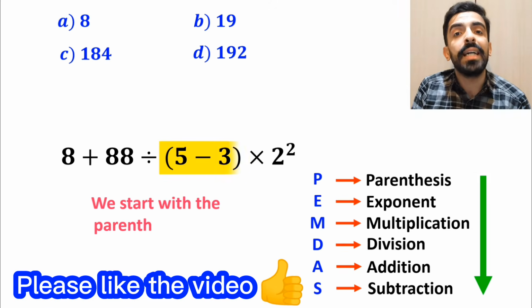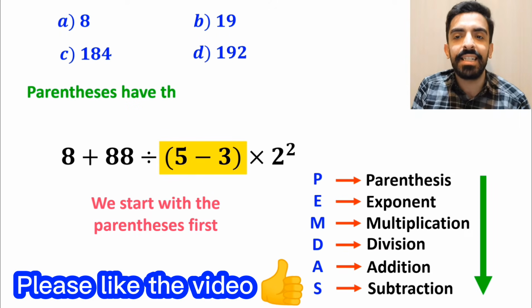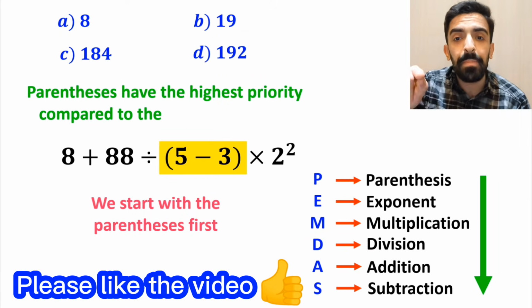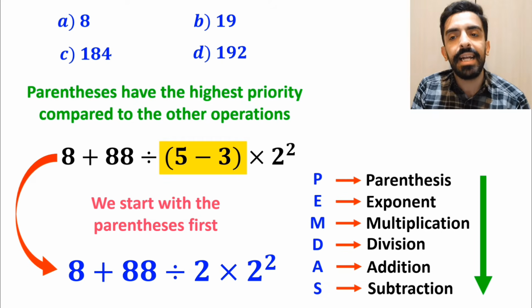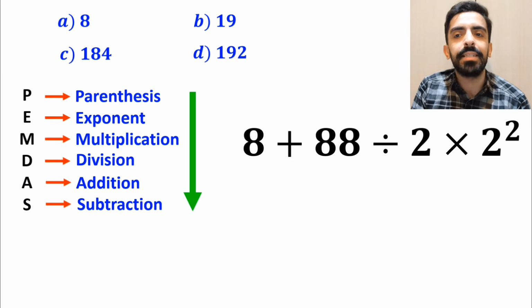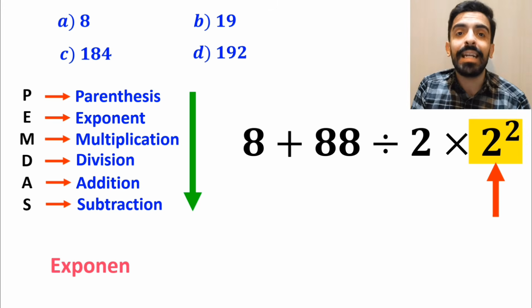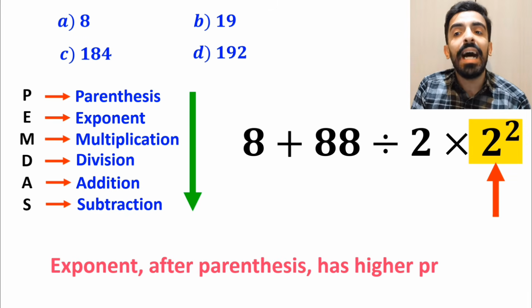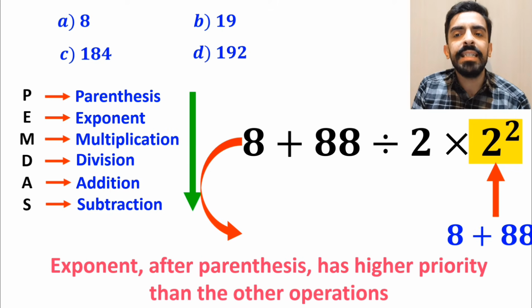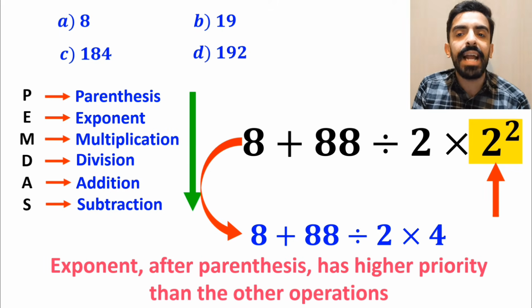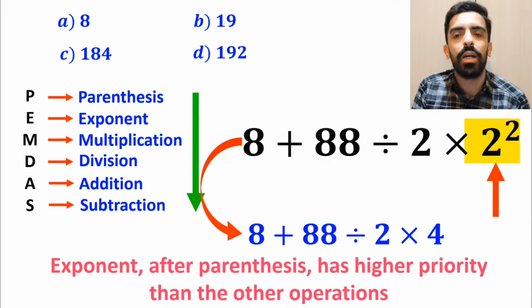So, we'll start with the parentheses first, because parentheses have the highest priority compared to the other operations. Okay, instead of this expression, we can write 8 plus 88 divided by 2 times 2 to the power of 2. And the next step, we go to the exponent, because exponent after parentheses has higher priority than the other operations. So, this expression simplifies to 8 plus 88 divided by 2 times 4.